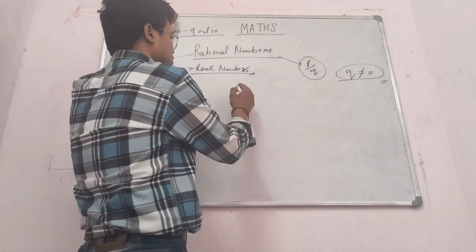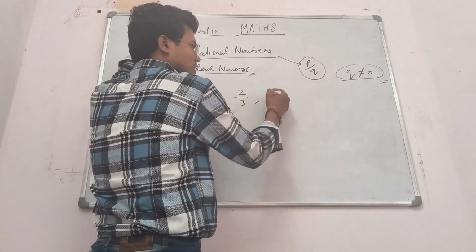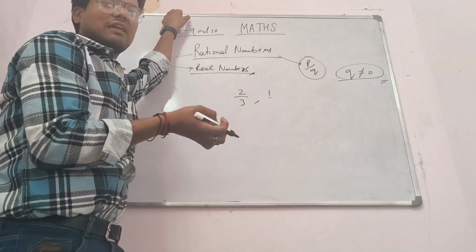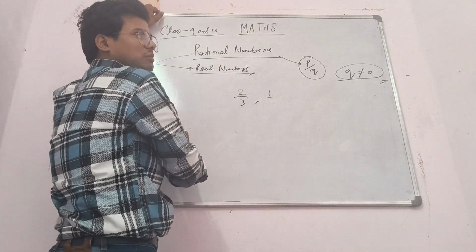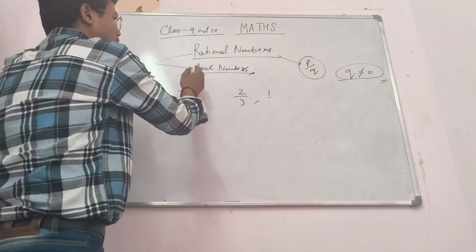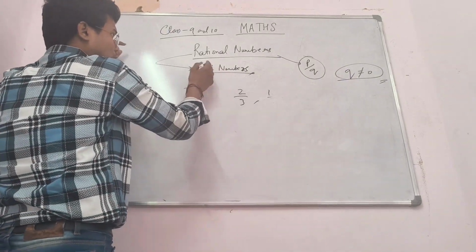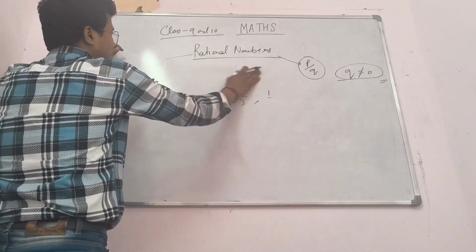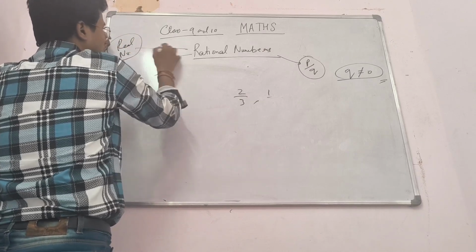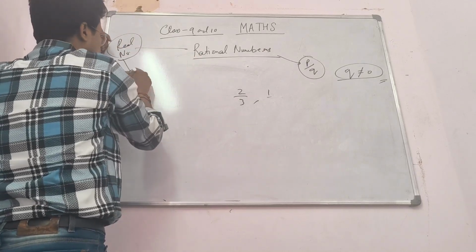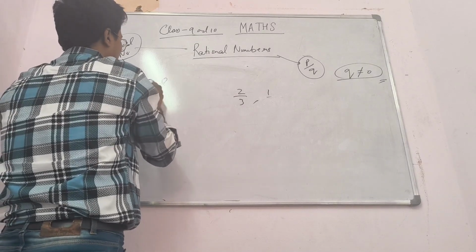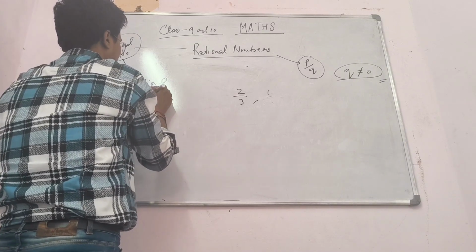For example, 2 upon 3 is a rational number. 1 upon 1, all the integers can follow. All the integers are rational numbers. Real numbers include both. They include rational numbers also, and they include irrational numbers also.